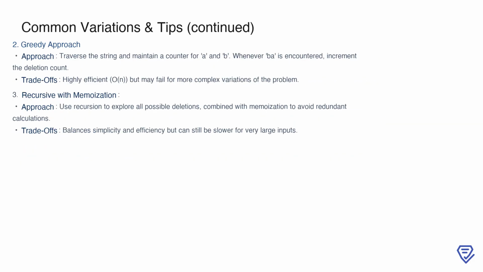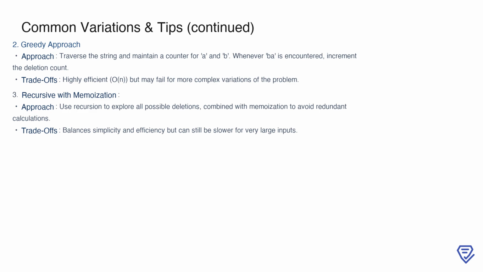Another effective approach is the greedy method. By traversing the string and maintaining counters for A and B, you can efficiently detect and handle BA patterns, incrementing a deletion count as needed. This method is highly efficient with a time complexity of O(n), but it may not work well for more complex variations of the problem.